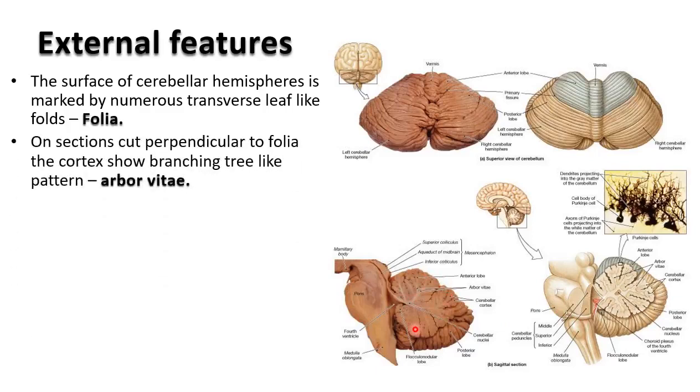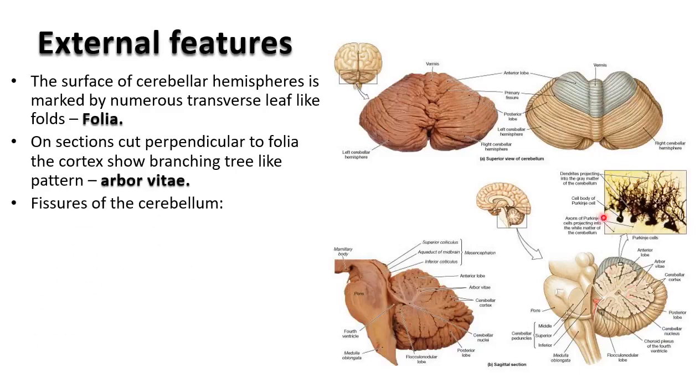vitae. If you cut a section perpendicular to these folia, most of which are transversely oriented, at right angles, you are able to see the folia show a branching pattern, which is called the arbor vitae. Arbor means tree, vitae means living. Of course all trees are living things, but here in humans we call it a branching tree pattern, the arbor vitae.